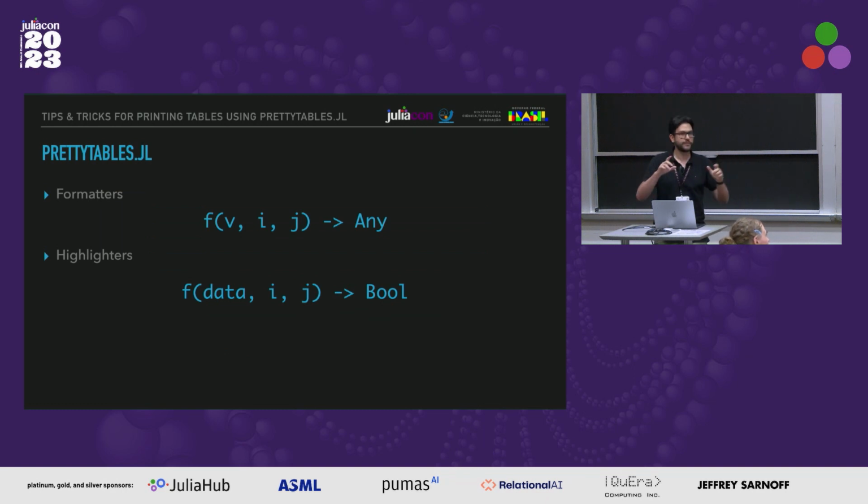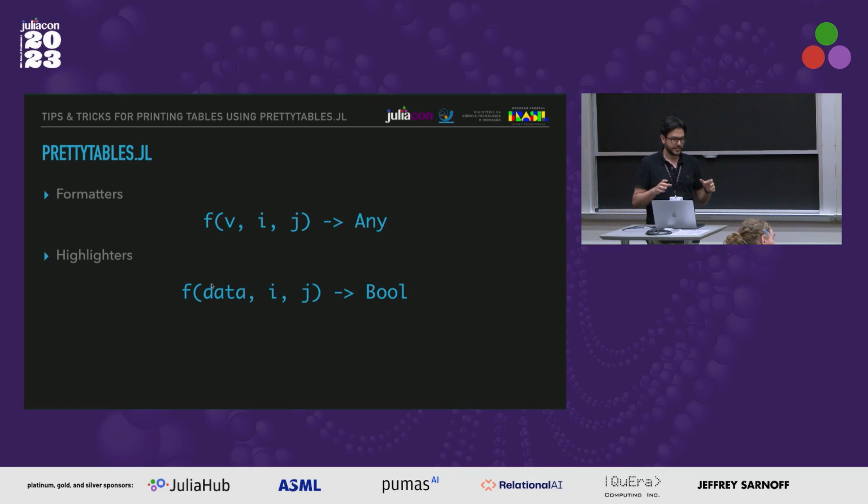And there are two nice things that I use a lot in PrettyTables. I call them two entities, which are formatters and highlighters. In all three backends, you can select how PrettyTables will format your cell, so you don't have to create another table with the formatted values. It's just a function that receives a value, a row, a column, and returns something that will be rendered afterwards.